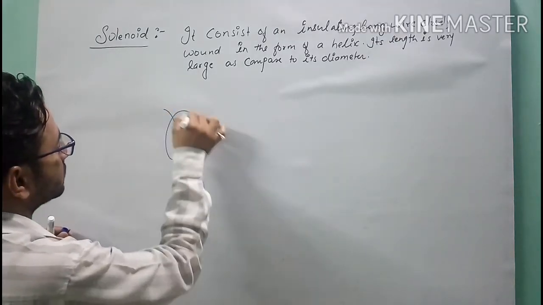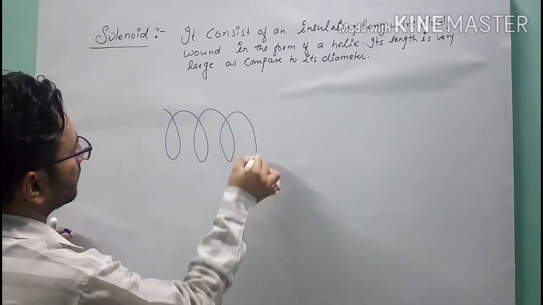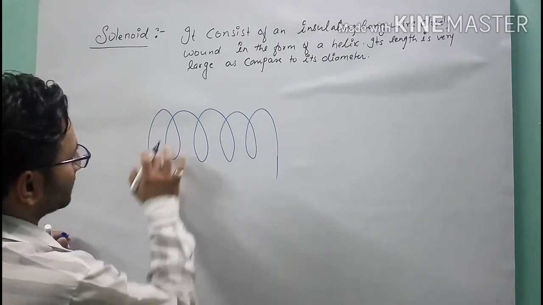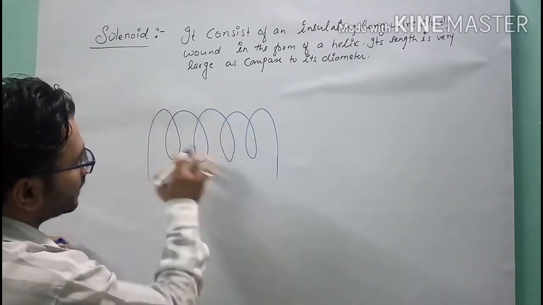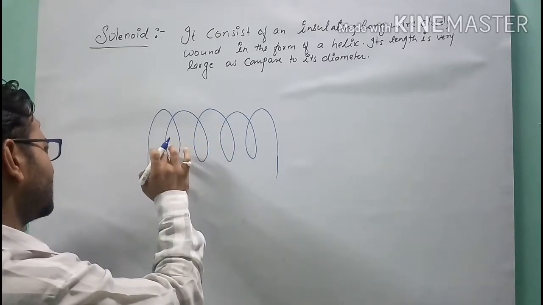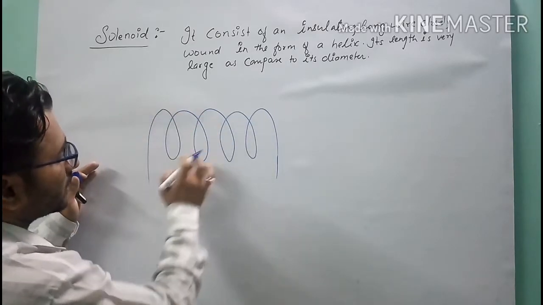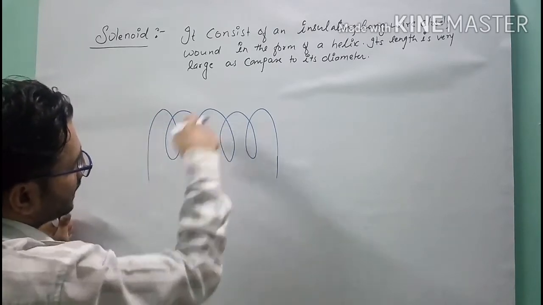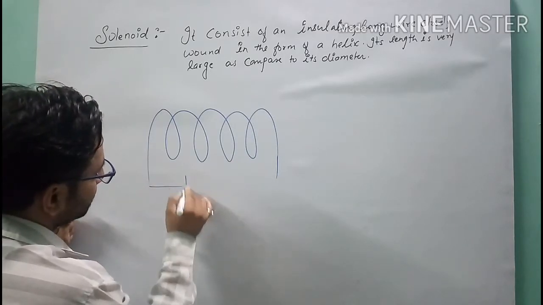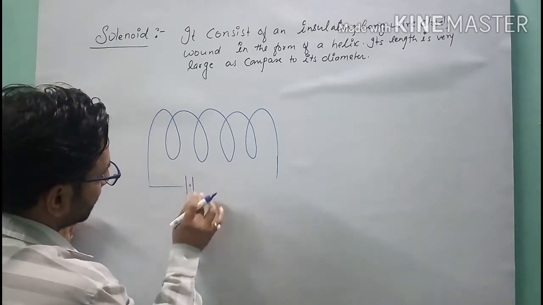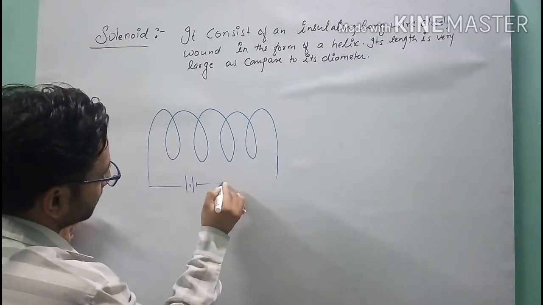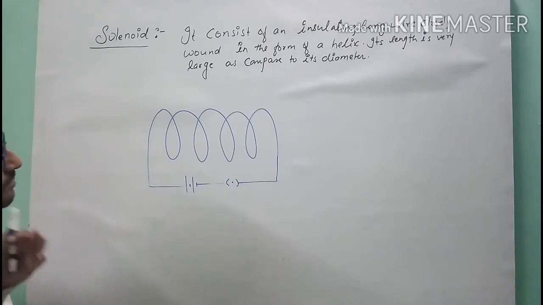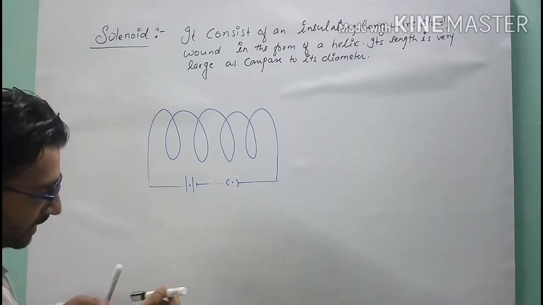It consists of an insulated long wire closely wound in the form of a helix. This is the form of a helix, so that the length of the helix is very large as compared to its diameter. The diameter of each turn will be less as compared to the length of the helix. In class 10th you all read about the meaning of a solenoid and how we represent the magnetic field lines around a current carrying solenoid.